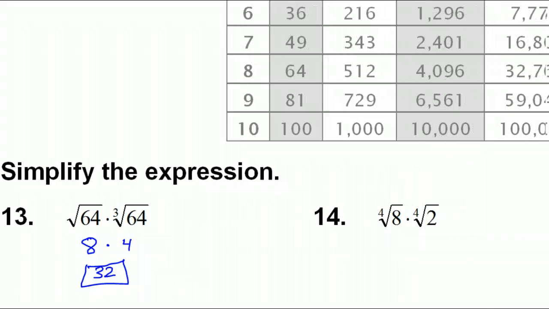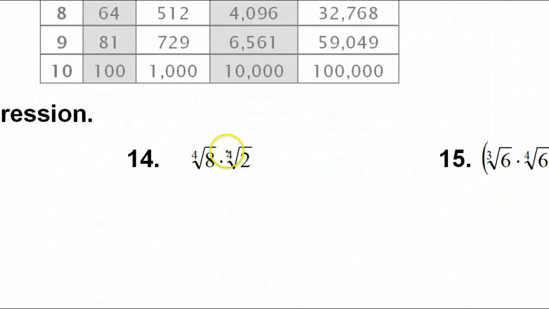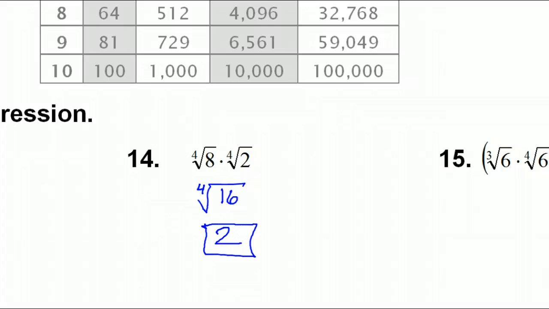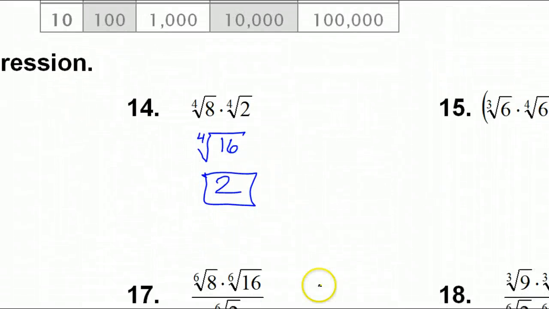Okay, number 14. Now look, these roots are the same. If the roots are the same, I can go ahead and multiply these. So I'm going to get the fourth root of 16. Fourth root of 16 is 2. I've memorized that by now, but maybe you haven't. So the fourth root of 16 is 2. That's where I'm getting that from.